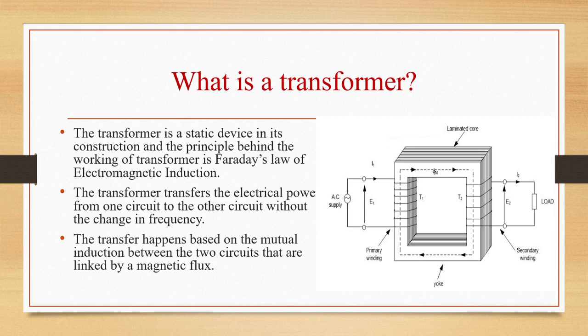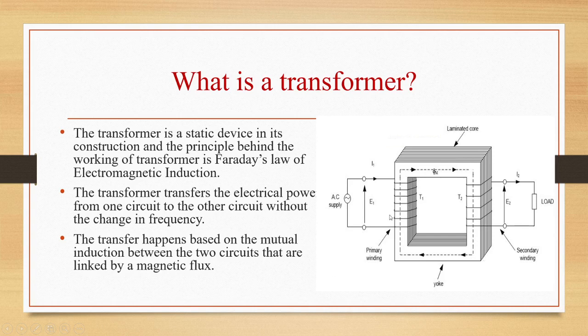So it is a static device. Transformer is a static device in its construction, and the principle behind the working of a transformer is Faraday's law of electromagnetic induction. So the electrical transfer is happening based on mutual induction between two circuits which are linked by a common magnetic flux. This is the diagram in which we can see a transformer having laminated core, and there are two windings, primary and secondary windings, and this is the flux. Dotted lines are showing the flux.